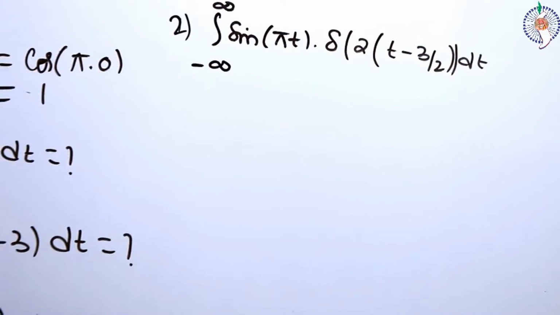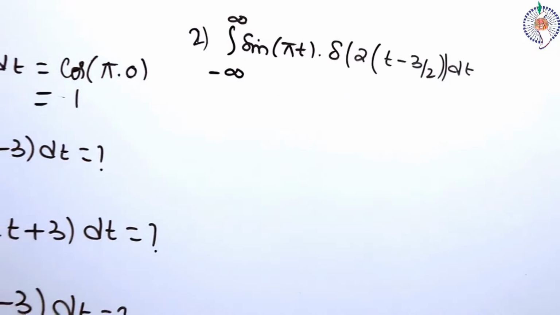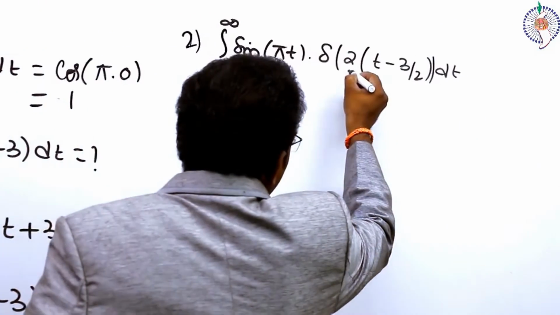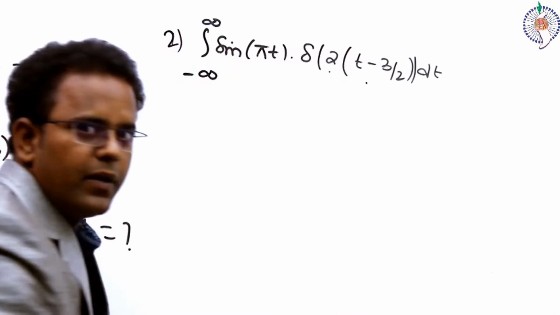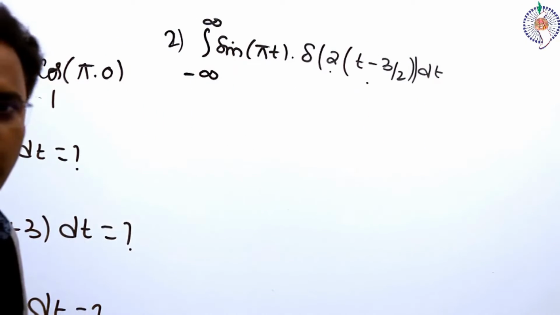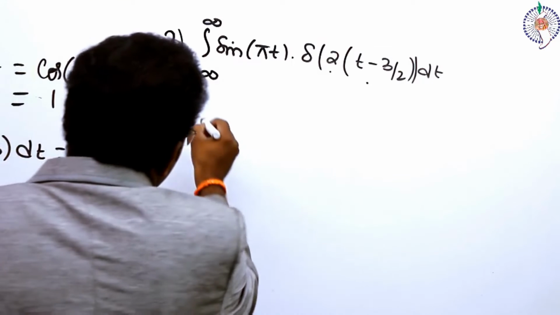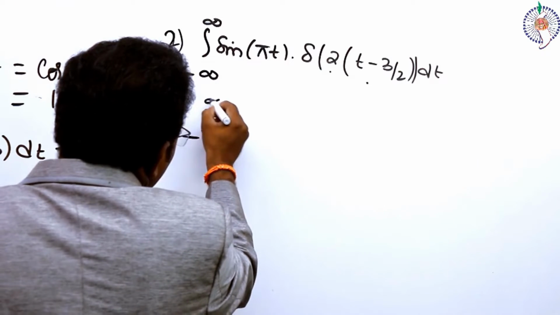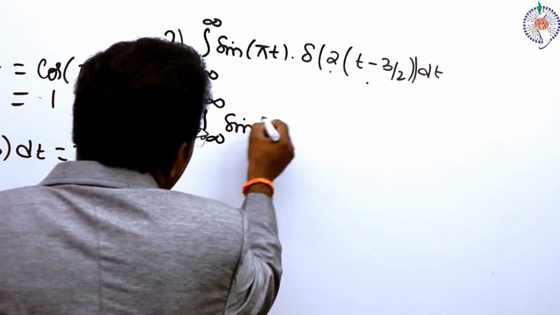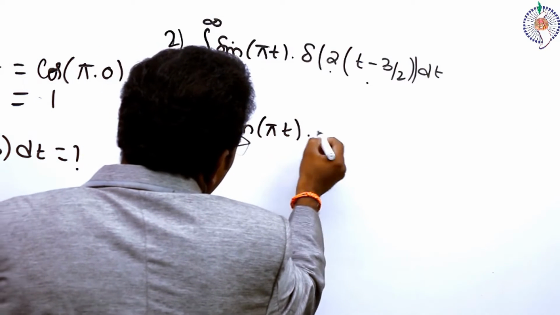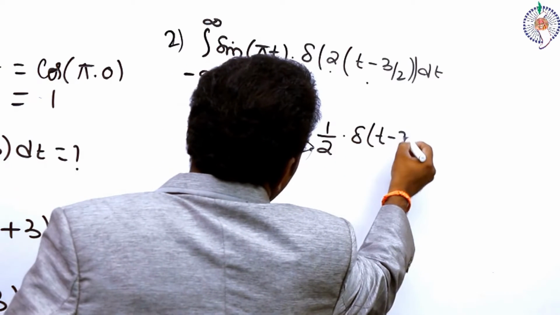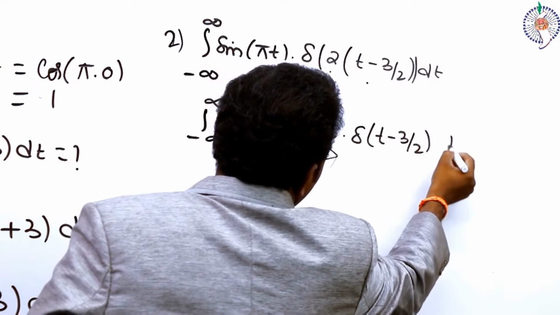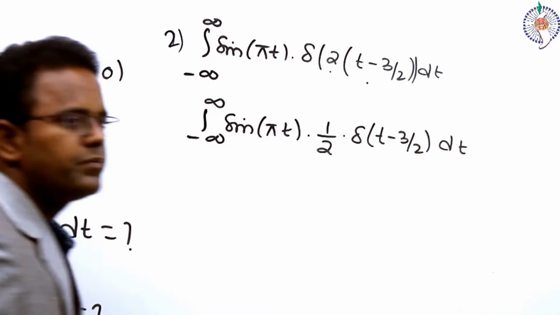We see in property number 8, delta of bt, in total you can treat as at. Delta of at value is nothing but 1 by mod a into delta of t, as I told. So sin pi t into 1 by mod a, so 1 by 2 into delta of t minus 3 by 2 dt.